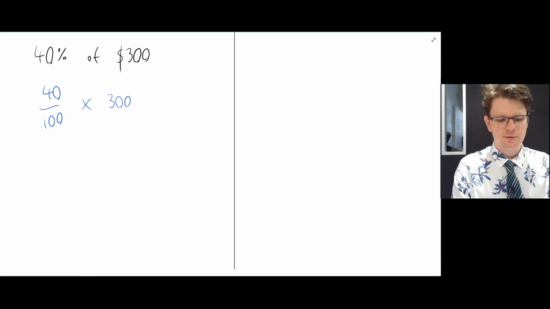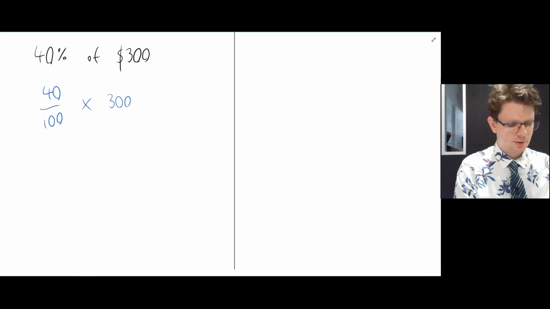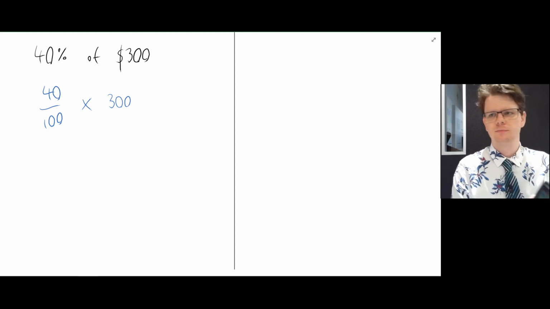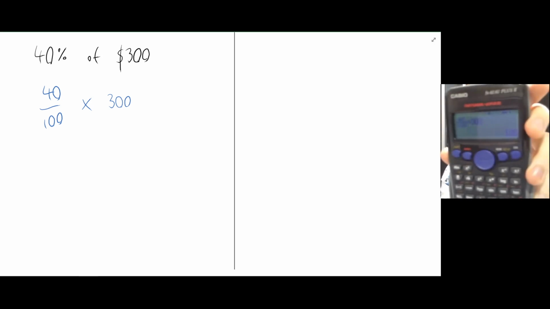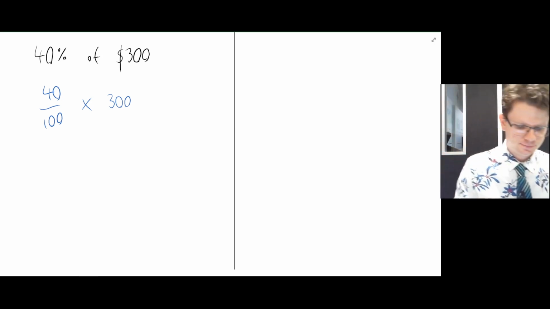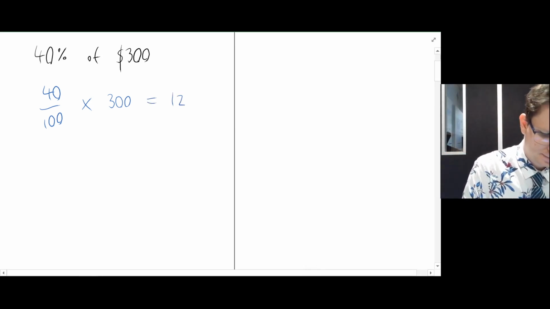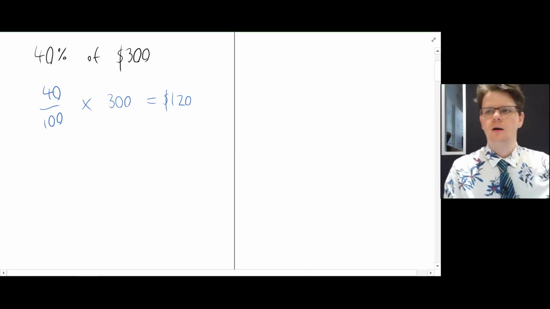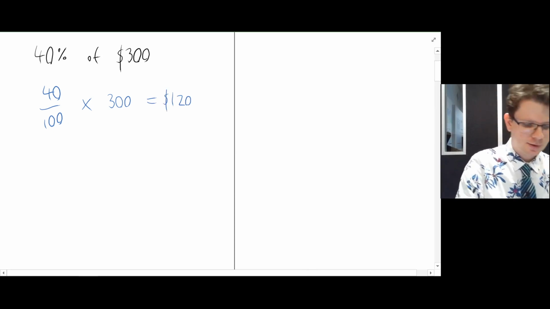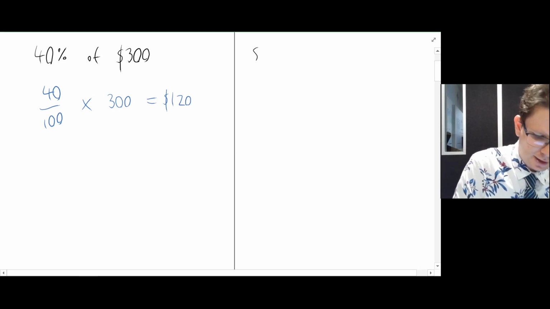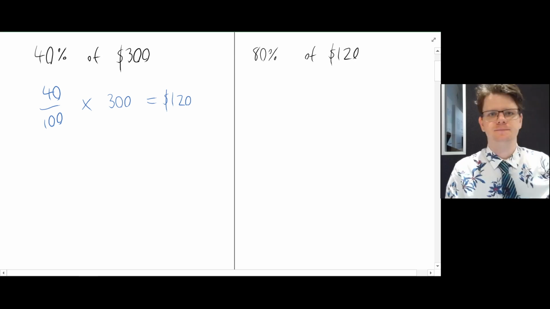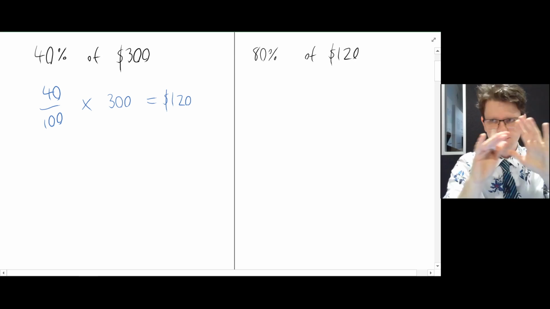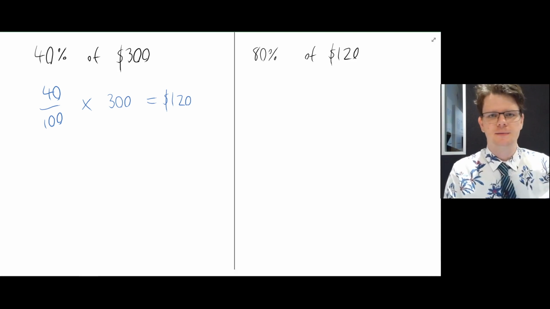So, grab your calculator, type that in. 40 over 100 times 300, like that. Push equals. Check that we get $120. Alright, so that's my example. I want you to have a go at this one instead. We'll go 80% of $120. Pause the video, have a go, and we'll go through the answer in a second.